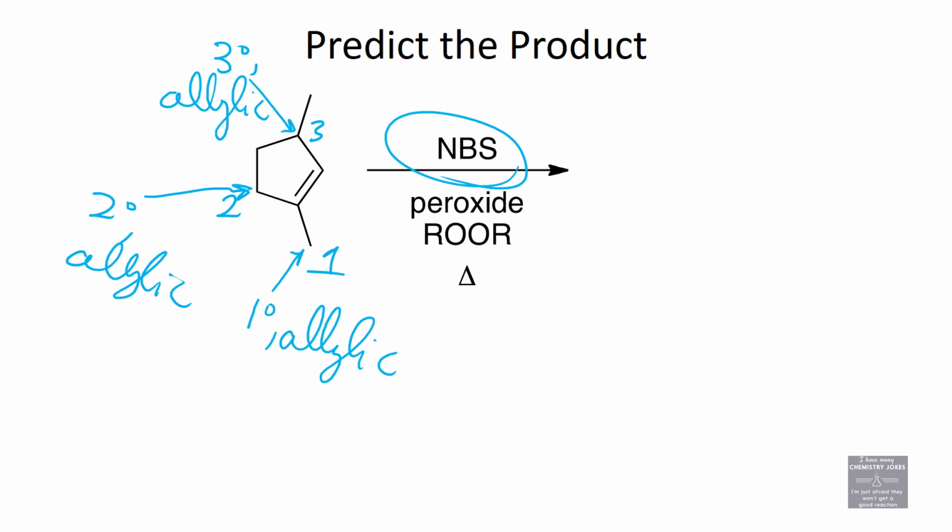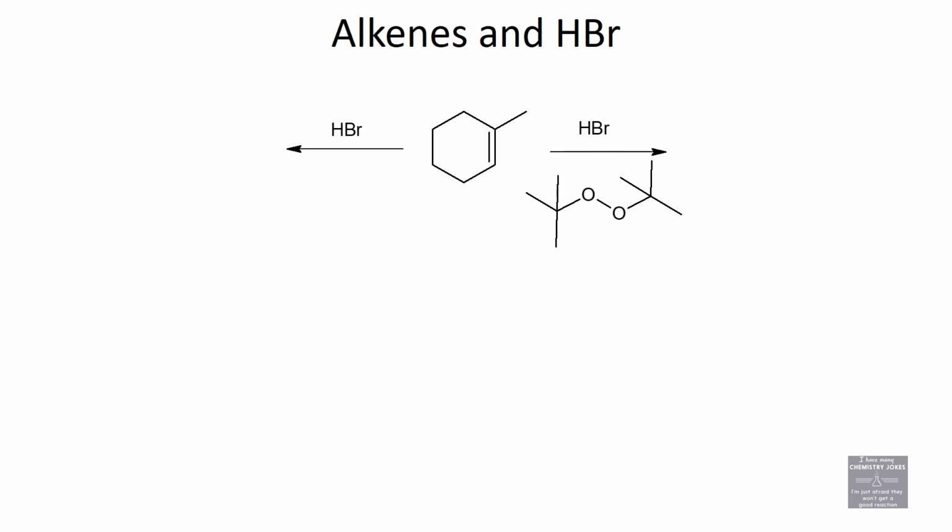So we're trying to make the most stable radical. That means I pluck the tertiary allylic hydrogen. I abstract that one, and that's where my bromine gets added. Fancy.